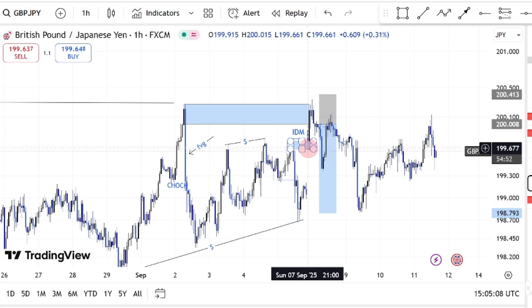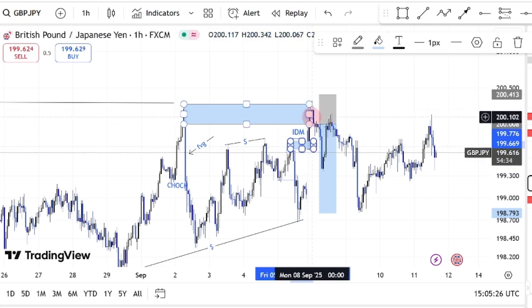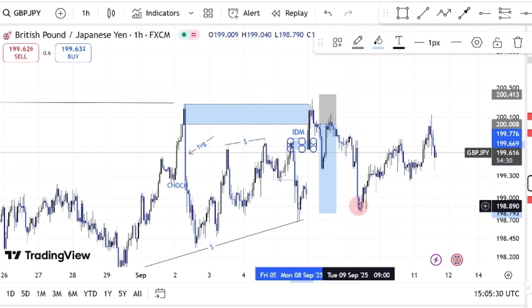So price came back into this zone, and a lot of persons must have taken their early sells, and price has simply induced you. I believe now you get to understand the concept of inducement in the market. So price induced you, then tapped into the original or main supply zone, and what can you see? Price rallied to the downside.